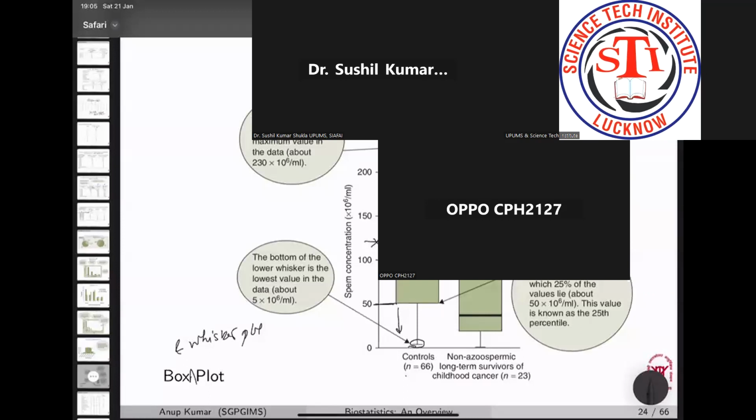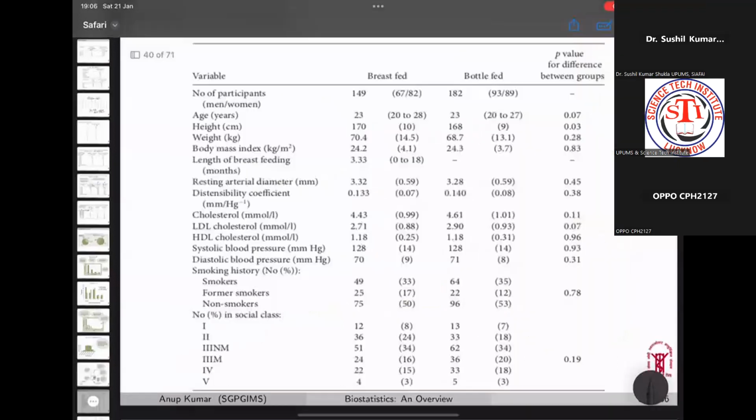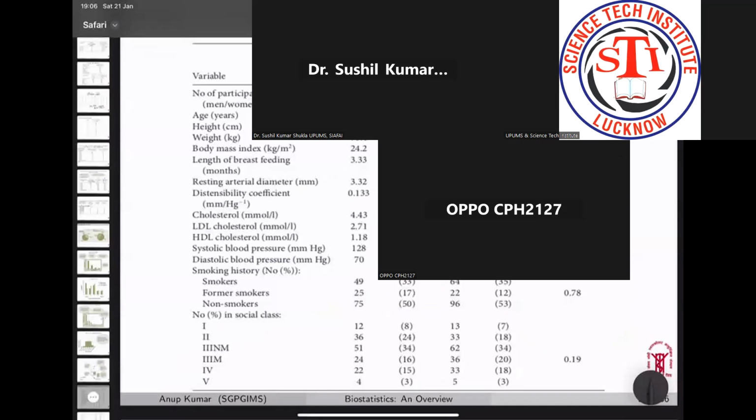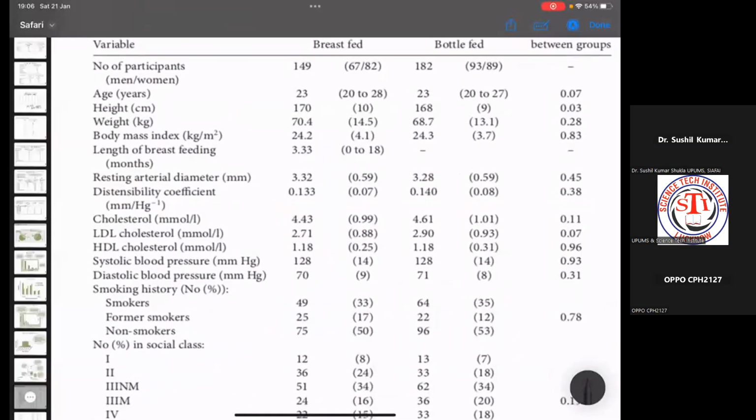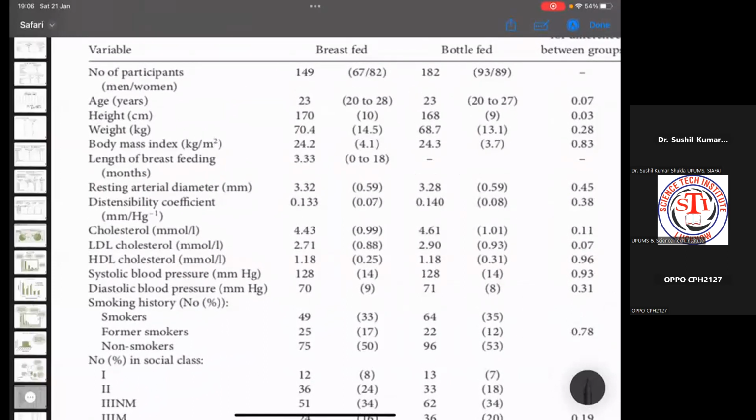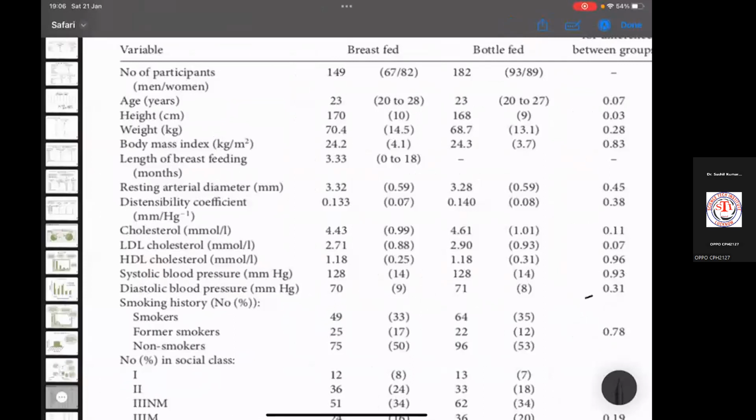Okay. Now, since we are discussing graphs and tables, usually the table which you observe in a research article is something like this. You can see the table, and you should also learn by the end of this workshop how you can prepare this table. So the first column is the variables, the second column is one group, the third column is another group, and the last column is going to tell whether there is any significant difference between these two groups or not. The first characteristic which you are going to describe is the number of participants. So in the breastfed group, there are 149 participants. 67 are men and 82 are women. And in the bottle-fed group, there are 182 participants and 93 are men and 89 are women.